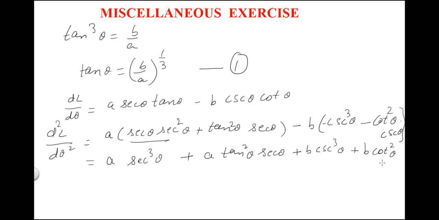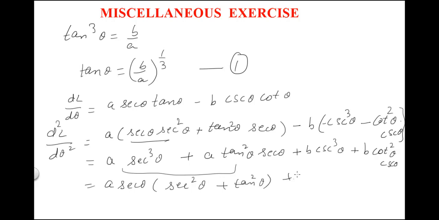square theta cosec theta. Now a, in these two what is common? A and secant theta. Secant theta into, here we will be left with secant square theta plus tan square theta, plus b cosec theta into cosec square theta, and this complete value is going to be positive at every value of theta. So second order derivative is going to be greater than 0. So we say this point is a point of minima.